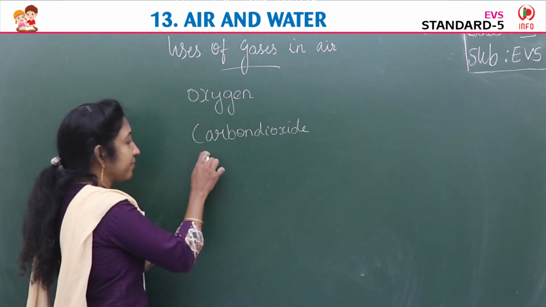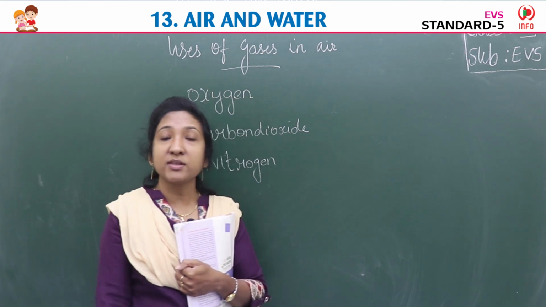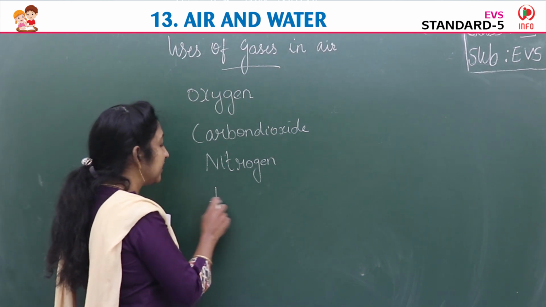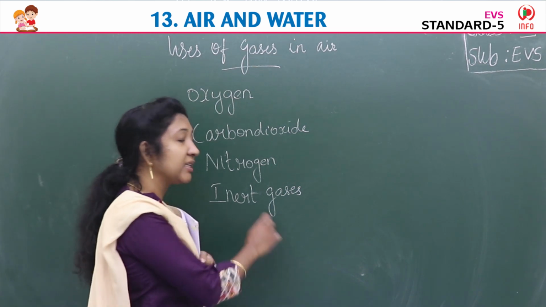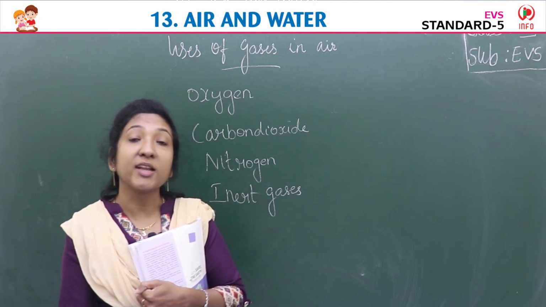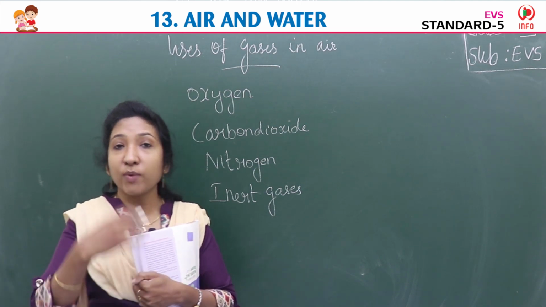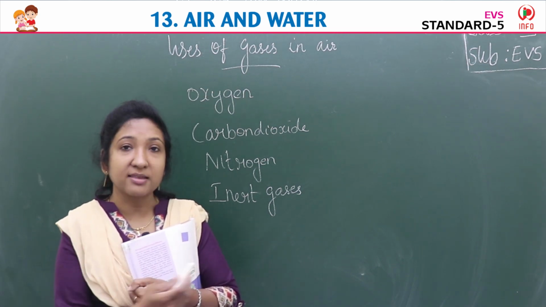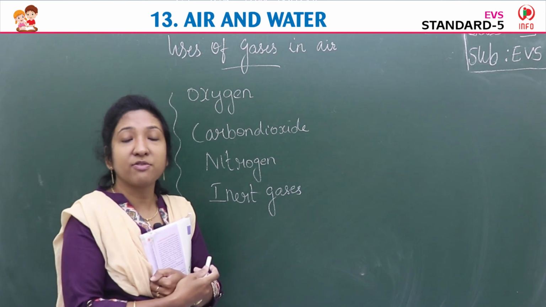Then comes nitrogen. Nitrogen we use as a manure for plants, in the fertilizers we use nitrogen to improve the quality of the soil. Then other gases are there called inert gases. Inert gases means argon, neon, krypton, xenon. These gases are called inert gases. They are filled in bulbs for the purpose of colored lights, for decoration of lights, to get the lights in different colors, we use these gases. These gases are present in those bulbs. That's why the different colored bright lights we can see in decoration of lights and all. So these are the uses of gases present in the atmosphere, uses of gases in air.